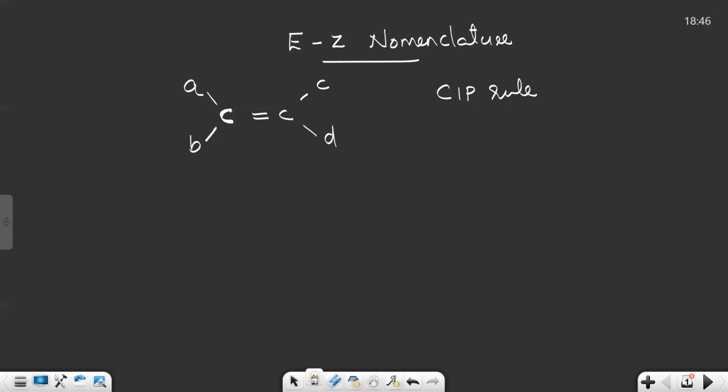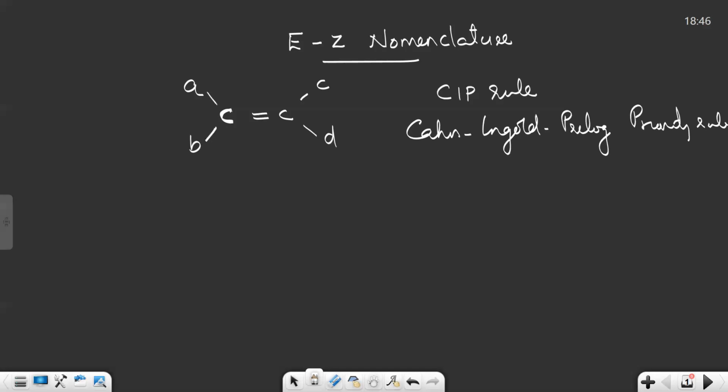What is the CIP rule? CIP rule is Cahn, Ingold, Prelog priority rule. We will explain this CIP rule later with other examples. So using the CIP rule, we need to find among A and B which one is the senior group or highest priority group.